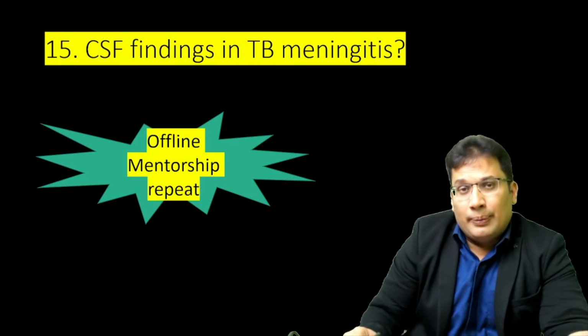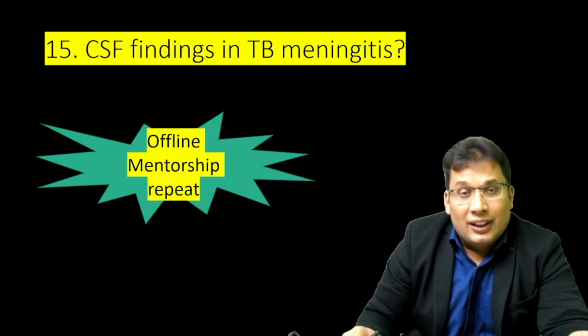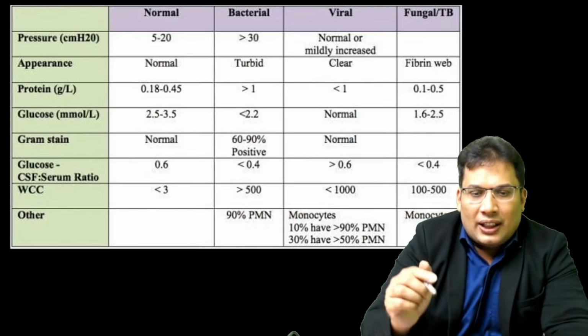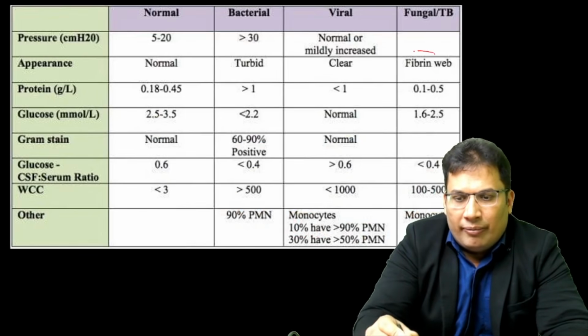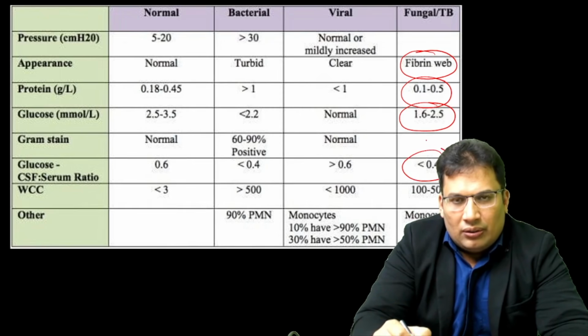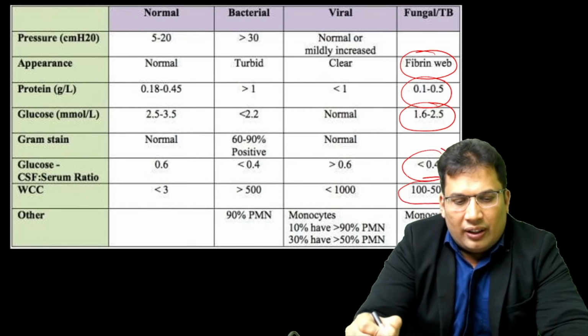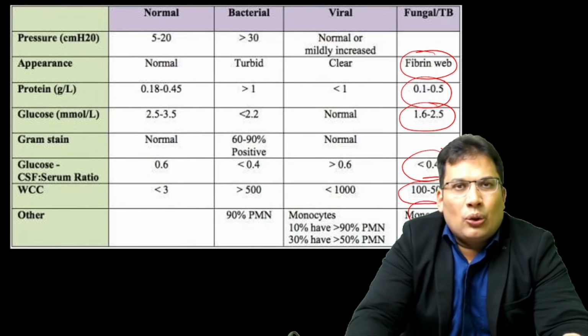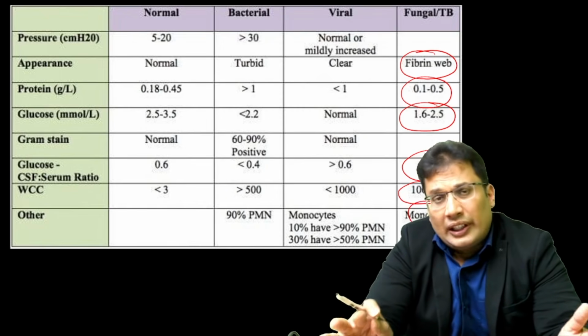Then CSF findings in TB meningitis, this can be asked in your paper 2 as well. This can be asked in microbiology as well. So TB meningitis, what happens basically? There will be a fibrin web formation, point number 1. Protein level can be slightly increased. Glucose level can be decreased. Then CSF to serum glucose ratio less than 0.4, and white cell count is around 100 to 500. Monocytes are commonly seen. All these are the features of fungal or tubercular meningitis. So if you write any 3 points, you will get 3 out of 3.